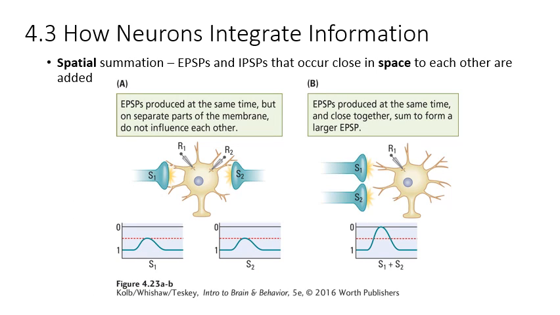In spatial summation, EPSPs and IPSPs that occur close together in space are added together. So in the A part of this example, these two EPSPs are on opposite sides of the cell membrane and therefore are not added together. Whereas in the B part of this example, these two EPSPs are on the same side of the cell membrane. They're close together spatially, and so they are added together to form a larger EPSP.